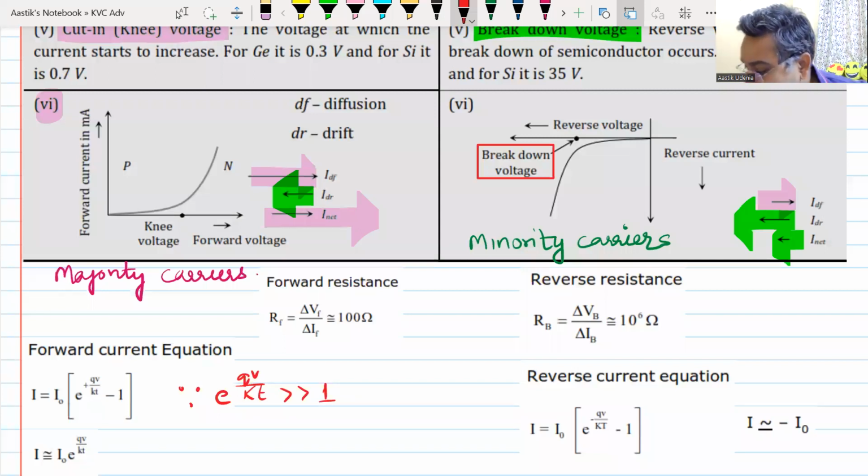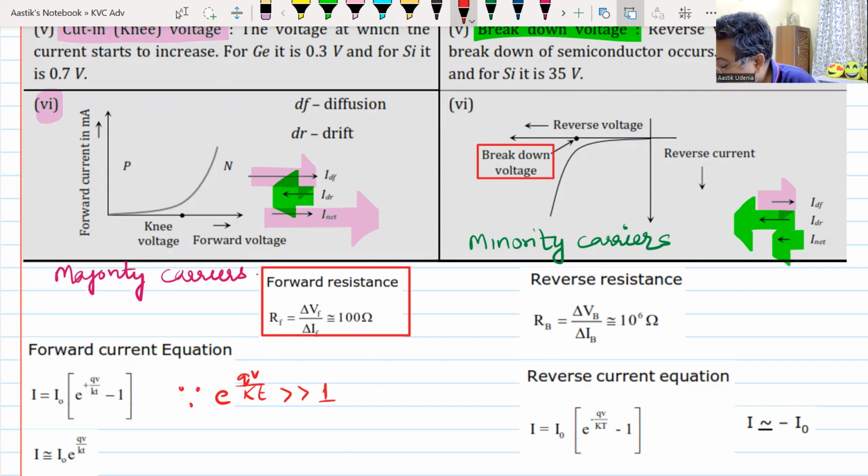So as I told, there might be some things that you would have to add in this forward and reverse biasing. We talked about the resistance being very small. That resistance is known as the forward resistance. Delta VF, forward voltage divided by delta I, the change in forward current, is approximately equal to 100 ohms. Here we talk about the reverse resistance, change in reverse voltage divided by change in reverse current.